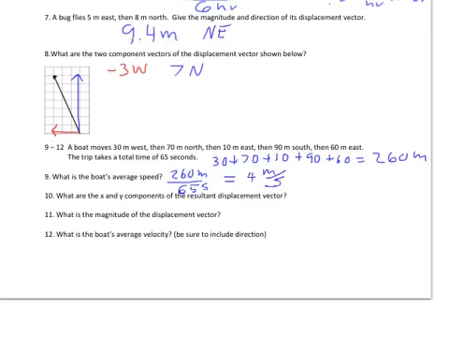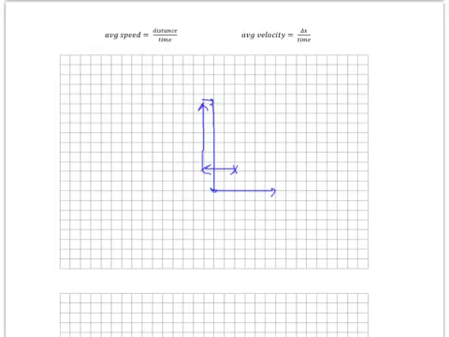Now, what are the x and y components of the resultant vector? We're going to have to go look at that resultant vector. Let's go back to the other side. You can see we started here. We went 30, and then we went 70, and then we went 10, and then we went 90, and then we went 60. We started here, and we ended up here.